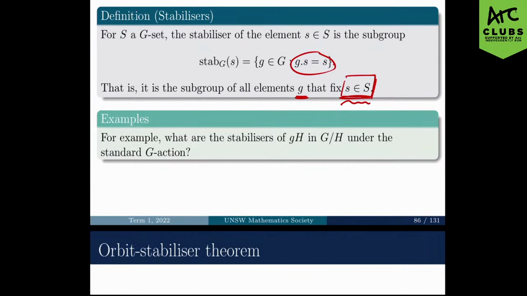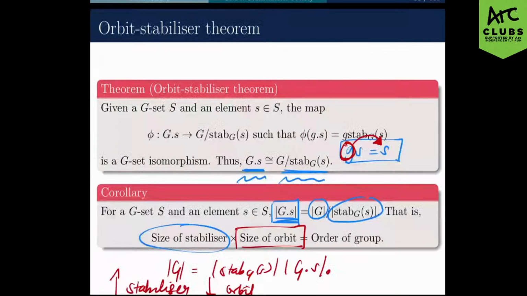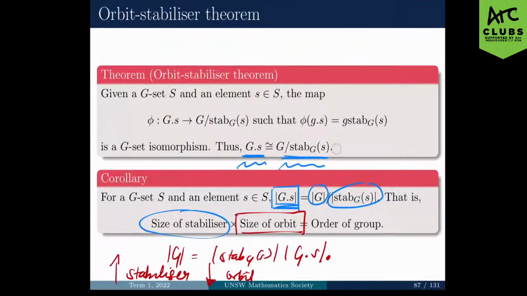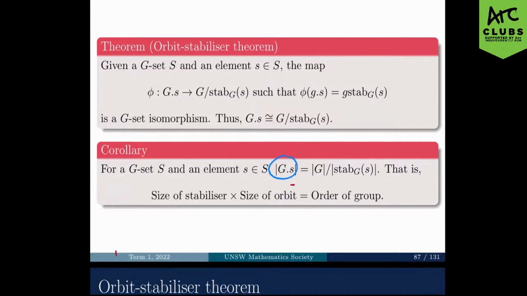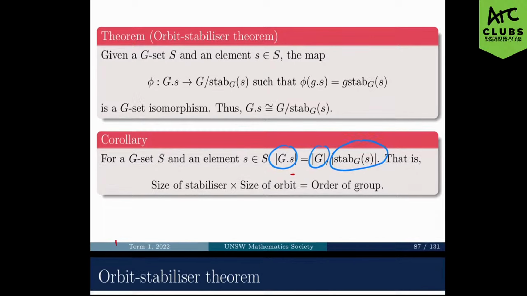And there's this theorem that basically, if you consider the orbit and the stabilizer, the orbit is isomorphic to the quotient of G by the stabilizer. And if you convert that to an order equation, it means that the size of the orbit is equal to the order of the group divided by the size of the stabilizer. So in other words, the size of the stabilizer times the size of the orbit is equal to the order of the group.